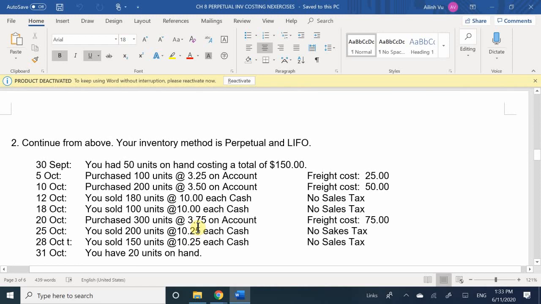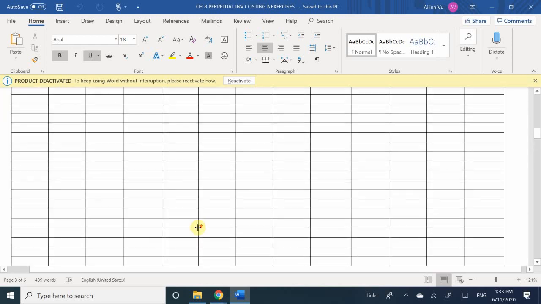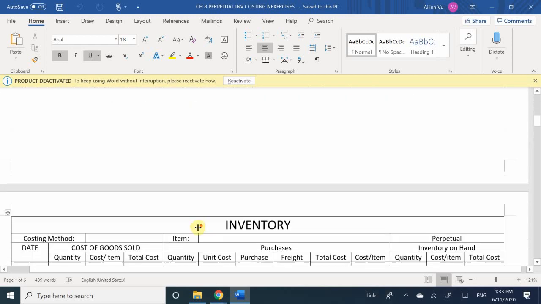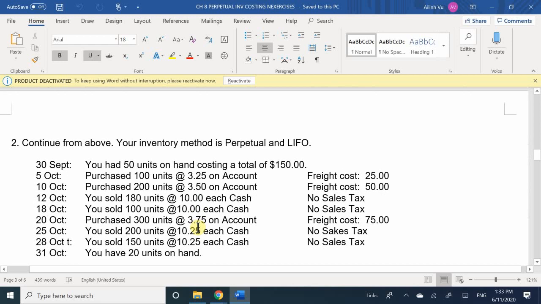If you're looking at FIFO, what does FIFO even stand for? First in, first out. So it's pretty straightforward. For LIFO, last ones in are the first to go, so I start from the bottom, because that's the last one I just bought.